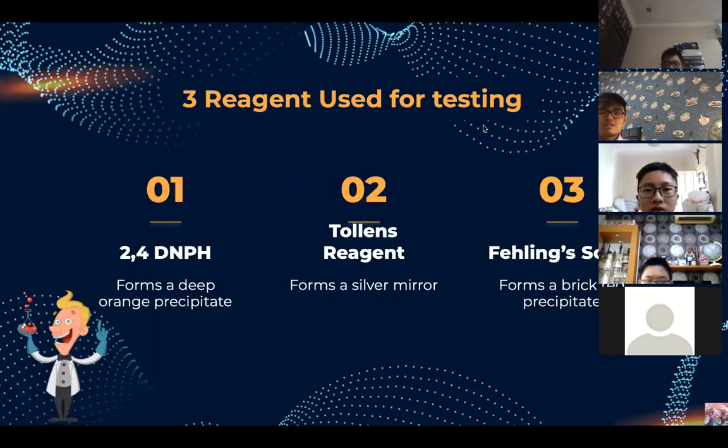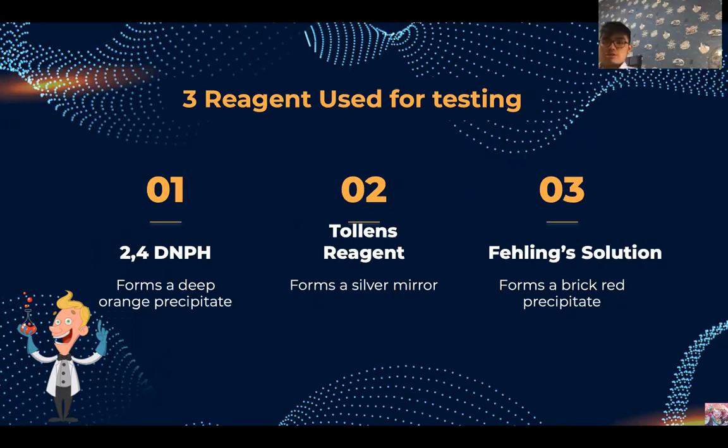So there are 3 reagents used for testing them. The first one will be 2,4-DNPH, which will form a deep orange precipitate. The second one will be Tollens reagent, which forms a silver mirror, and the third one would be Fehling's solution, which forms a brick red precipitate.